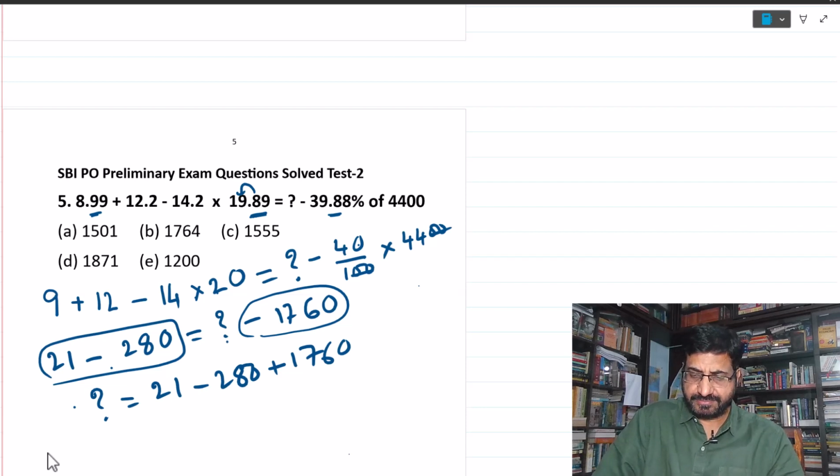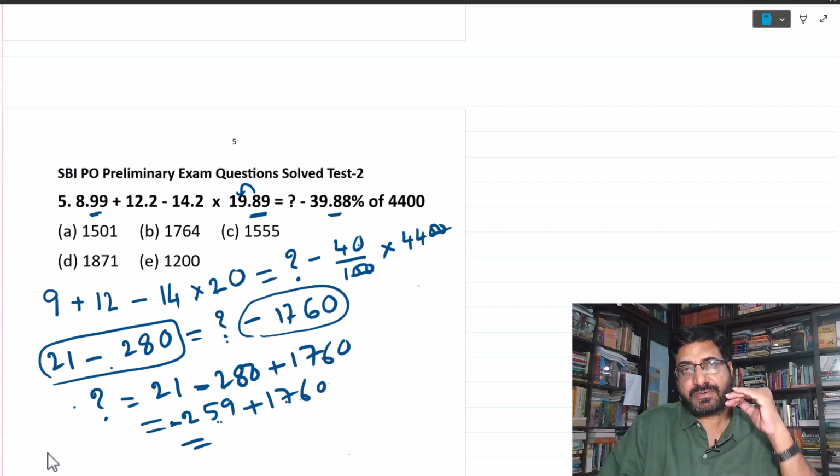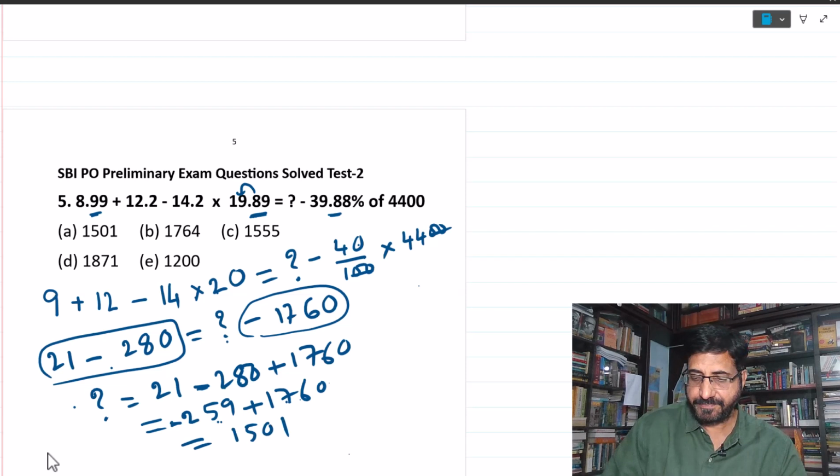Okay, now how much is this? 280 minus 21. It will be 259. Plus 1760. How much is this? One side, this will be minus. You have to subtract because 280 is larger than 21, but 280 has minus, so minus 7. Now minus 259 plus 1760. You treat this as 60. So 760 minus 260 will be 500. But 59 is there. 1 you have taken more, so you have to add that also. It will become 1501. This is the answer.